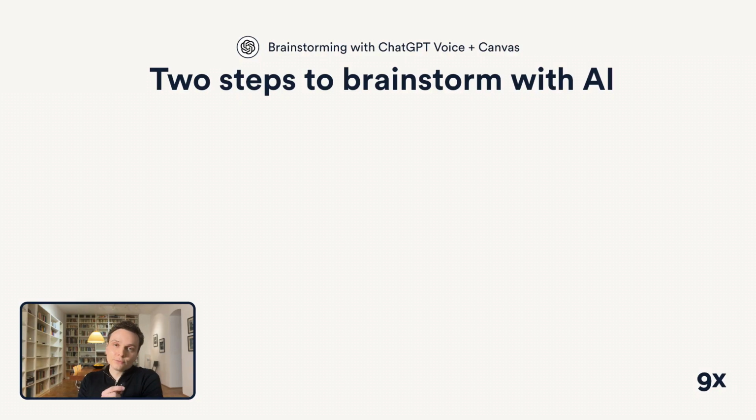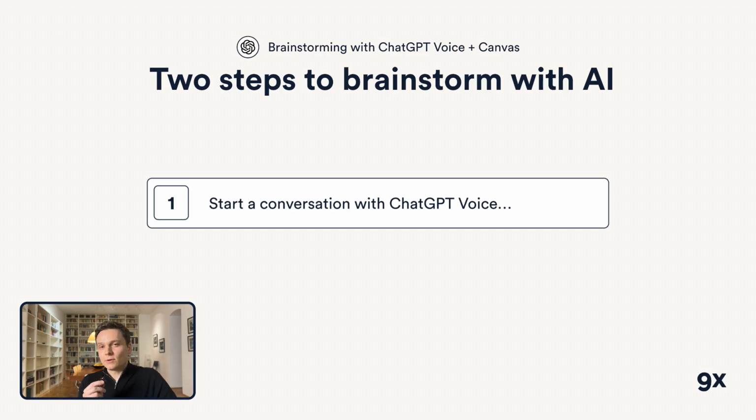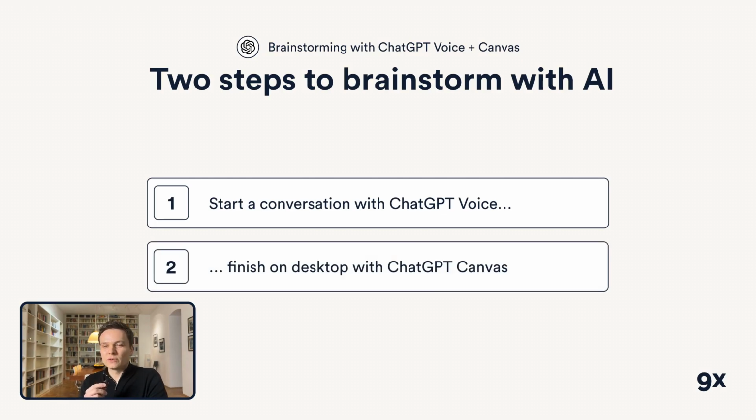Now, without further ado, this is the workflow. Just 2 steps to brainstorm with AI and with ChatGPT. Step 1, you're going to start a conversation with ChatGPT Voice. Step 2, we're going to finish on desktop with ChatGPT Canvas. And what's important is that the 2 steps each have a specific purpose. With step 1, we're going to have an unstructured conversation or human banter.